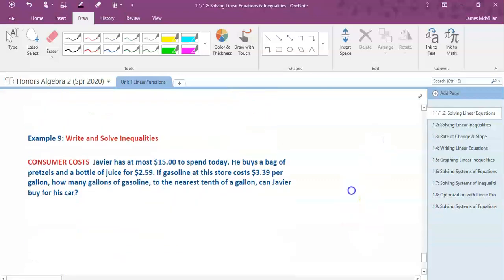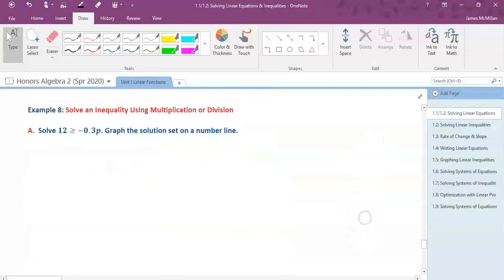We're on to example 8 here. Solve an inequality using multiplication or division. And so this is, again, where we're talking about being able to do this. We're dividing by a negative 0.3 in this case because multiplication is canceled by division. We divided by a negative to both sides, so I'm going to flip this inequality. The p will stay on the right.